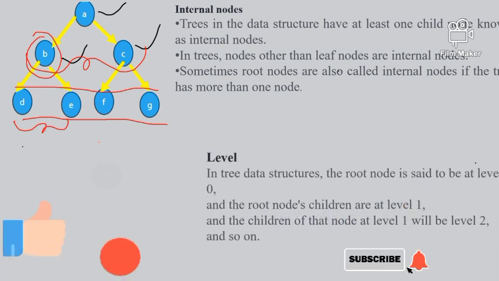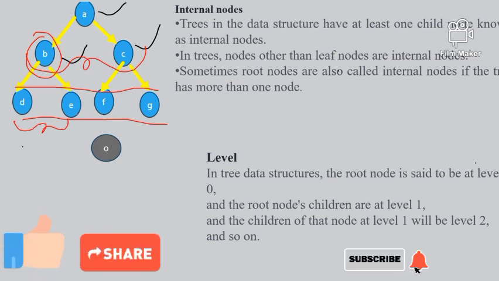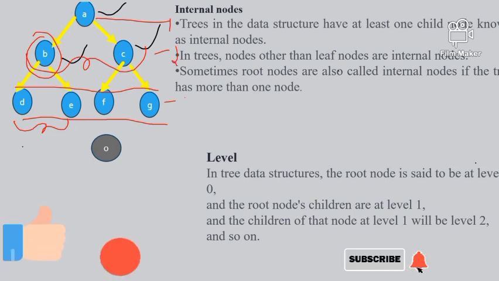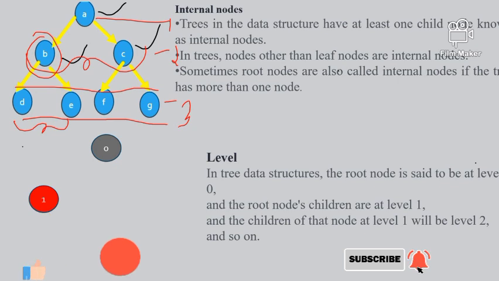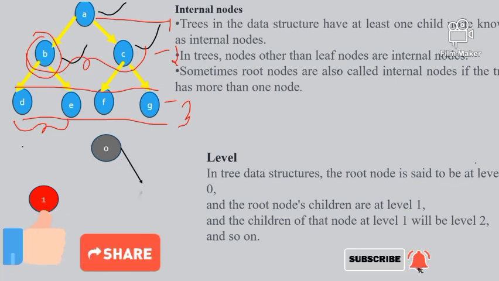So next is the level. What is the level of a tree? In this diagram, in this structure, we can find this is the first level, this is my second level, and this is my third level. Whenever I analyze this, just think about array data structures. In an array, the indexing always starts with 0, that is, 0 to n minus 1. So the level of a tree is also specified as 0 to n minus 1.